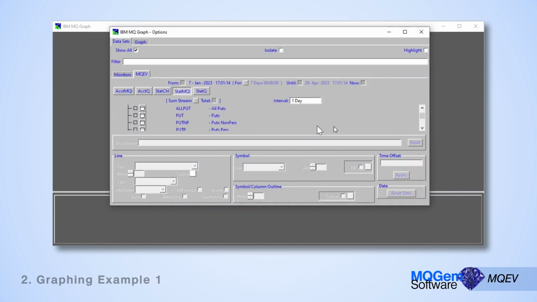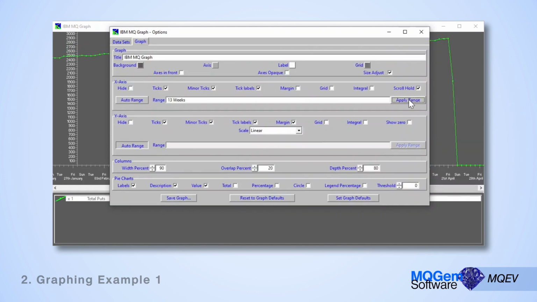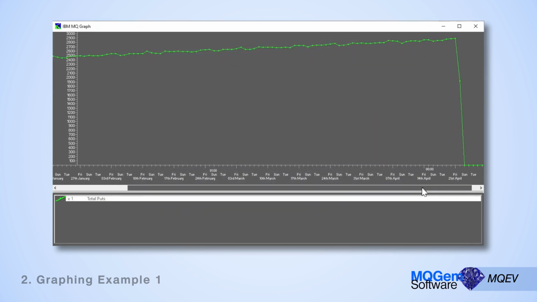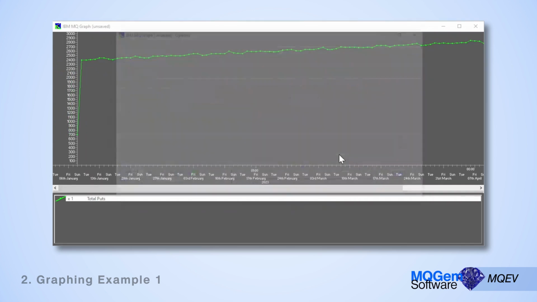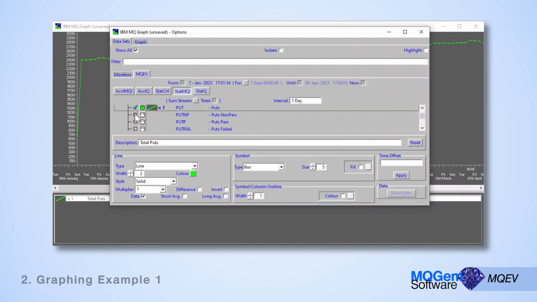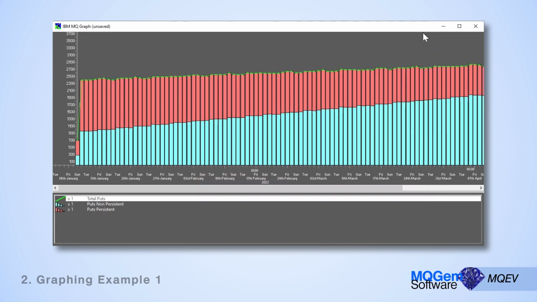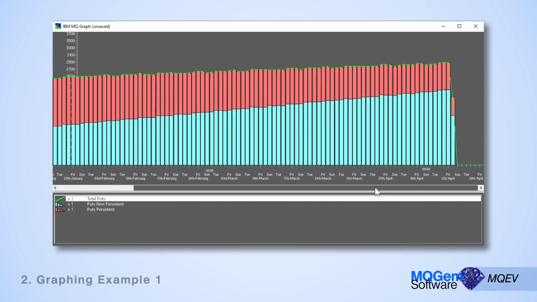We're going to graph the number of messages being put as a good measure of how much work the queue manager is being asked to do. We can see from the graph that the work this queue manager is doing is gradually increasing over time. This doesn't tell the whole story though. When we add the non-persistent versus persistent messages to the graph, we can see that the proportion of persistent messages is reducing even while the overall number of messages being put is increasing. A bigger proportion of the messages are now non-persistent.